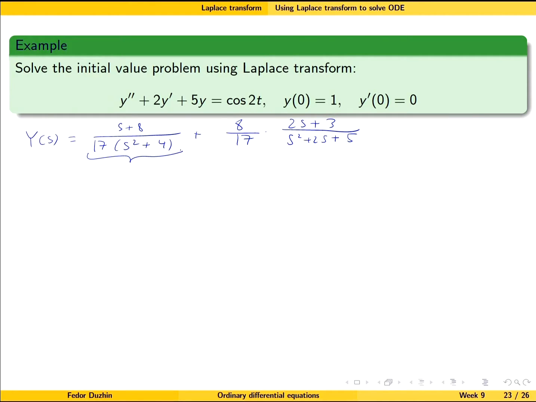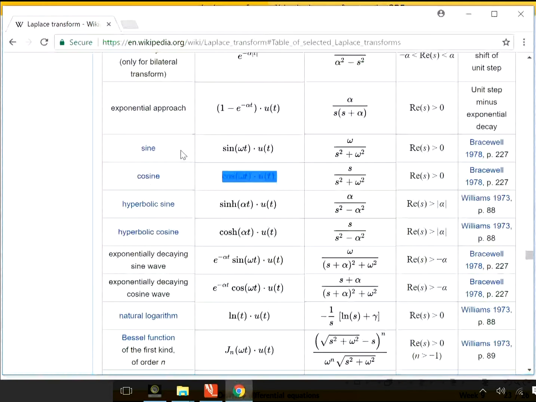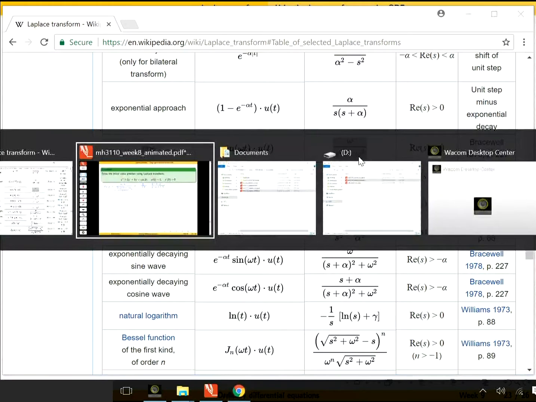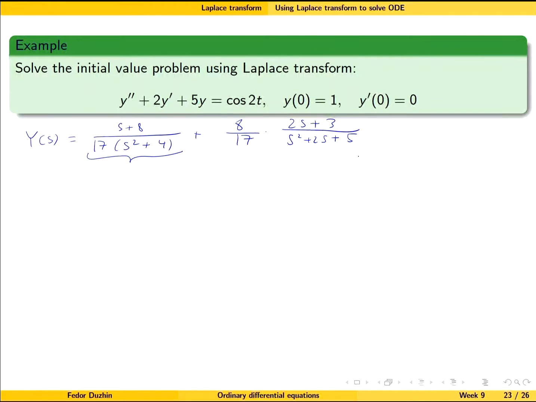In order to figure out what y of t is, we need to look for a similar pattern in the table of Laplace transforms. By looking at it, you notice that it is similar to the Laplace transform of the cosine, and it is also similar to the Laplace transform of the sine. For the cosine, we must have s in the numerator, and for the sine, we must have omega in the numerator, where the denominator has omega squared. So let me rewrite this in the right fashion.